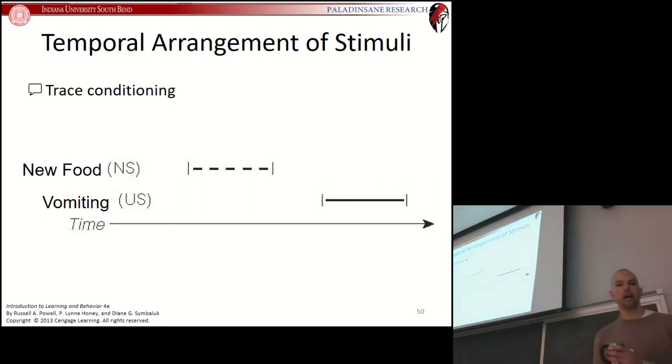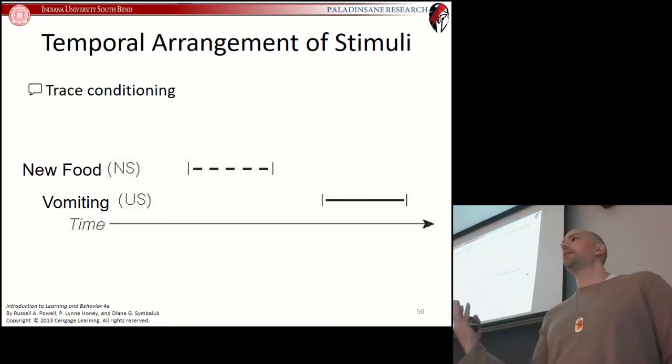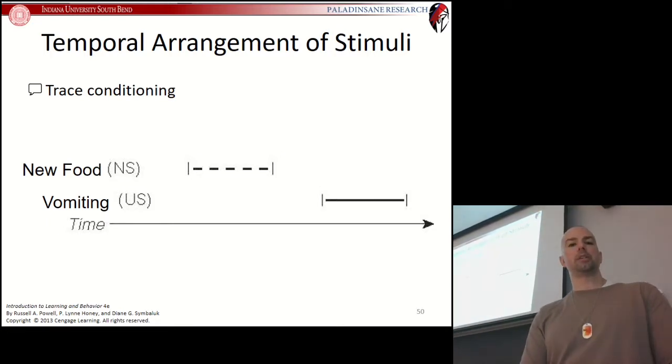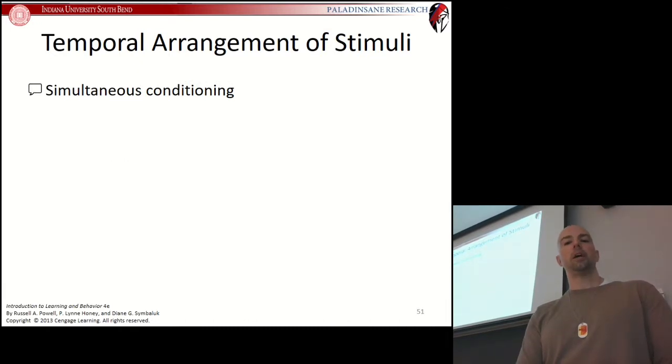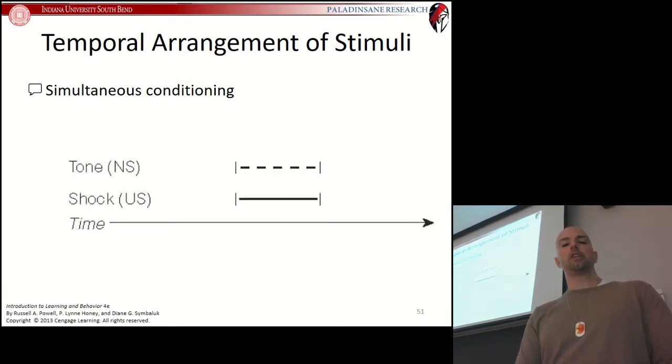All right, next kind. So the last two kinds aren't very effective, but they do exist, and research has been done on them. Simultaneous conditioning. Simultaneous conditioning is when you have the tone being presented at the same time as the shock. So the neutral stimulus starts when the unconditioned stimulus starts. And this is incredibly ineffective in terms of conditioning the neutral stimulus.